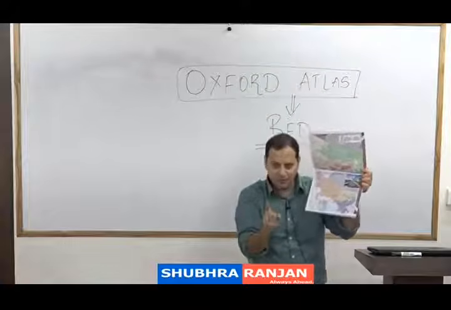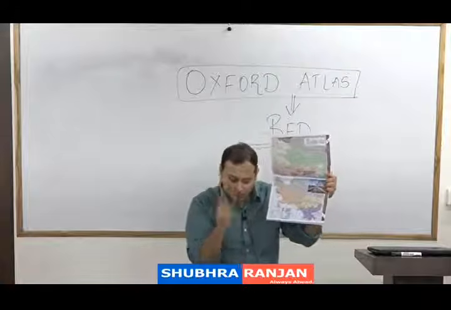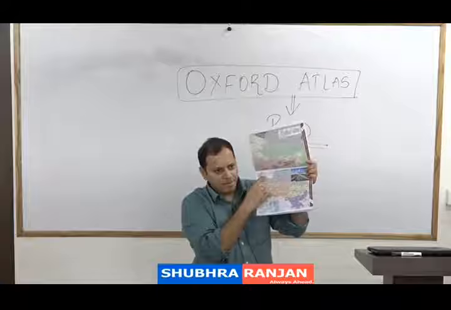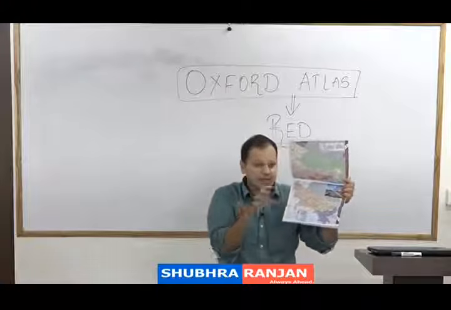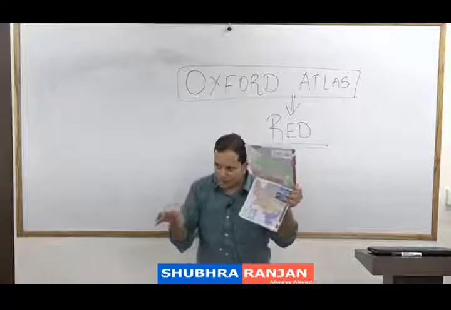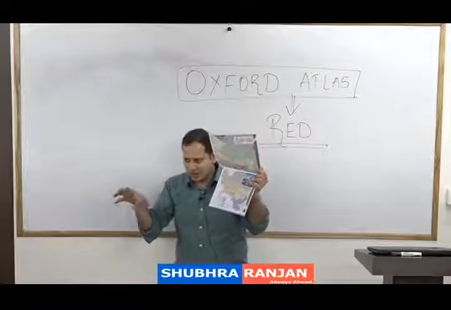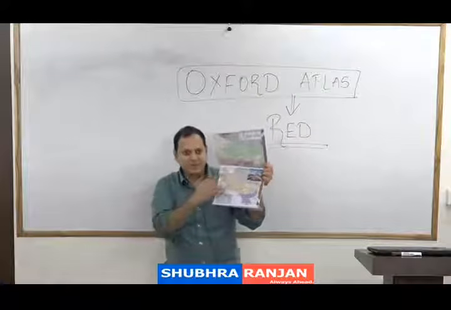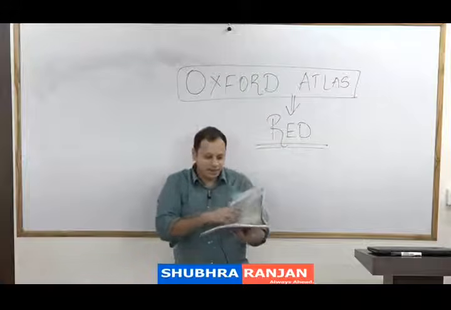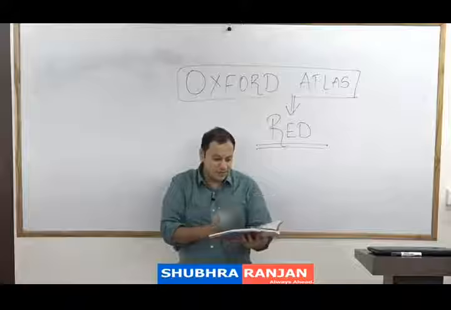The second good thing about this atlas is, in the political map, important national parks are given. And questions come like, XYZ national park is in which state. Questions come like, which river is passing through the national park, or what kind of animals are found. Animals won't be shown here, but you will be able to see the national parks. The other thing about this atlas is that the color codes are very easy.